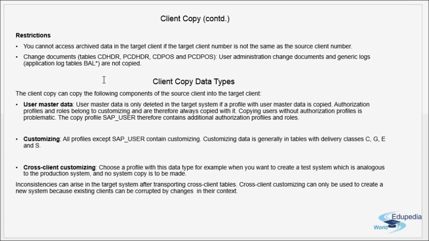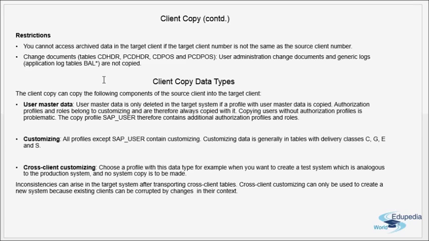Say we have a system with clients 100 and 200. Now I'm creating a new client 300 and I'm copying the data from a different system into this client 300. Client-specific data has no impact because the other clients will not be affected. However, if there is some cross-client customizing data, then if you bring the data from that other system into this existing system which already has clients 100 and 200, then the cross-client customizing data which is already there will get affected, will get corrupted.